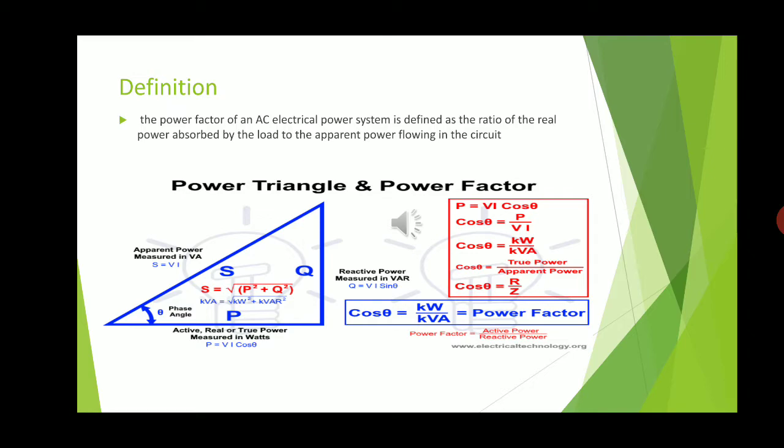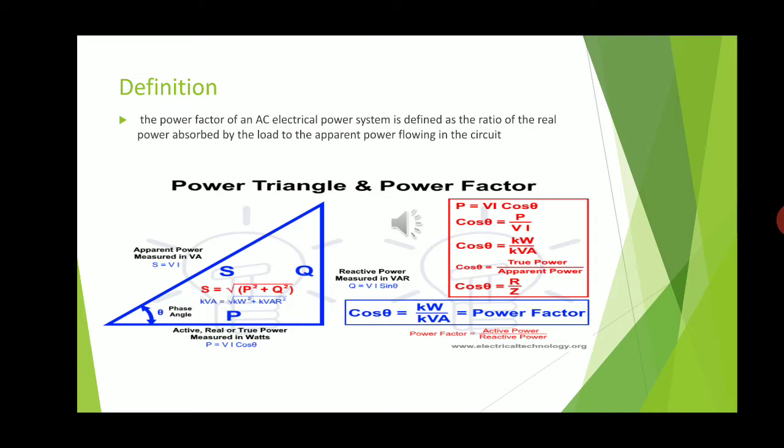And cos phi is equal to true power by apparent power, or cos phi is equal to R by Z, where R is the resistance and Z is the impedance. So what's the relationship? What's the definition? What's the difference between R and Z? R, as I have already discussed in the class, we discuss only in DC circuits, and Z we discuss in AC circuits.